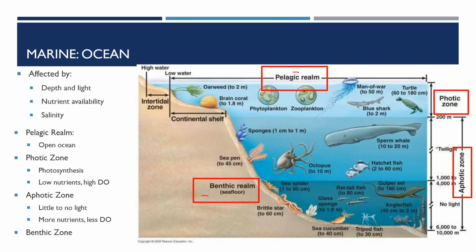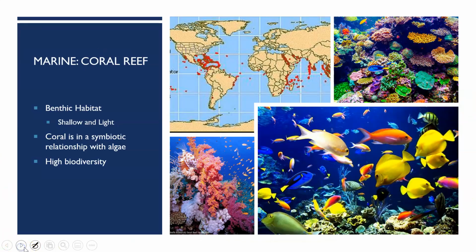We can also divide the ocean up into two different parts based upon their light. So we have the photic zone, think photo, has light, and the aphotic zone, where there's no light. In the area with no light, they have more nutrients but less dissolved oxygen, more nutrients because there's less species diversity. In the photic zone there are fewer nutrients, but a high amount of dissolved oxygen because that's where the photosynthesis is taking place.